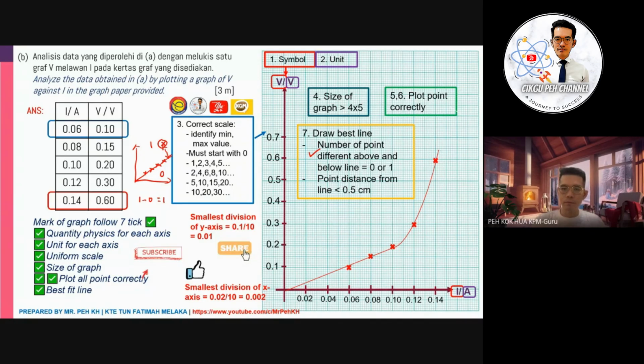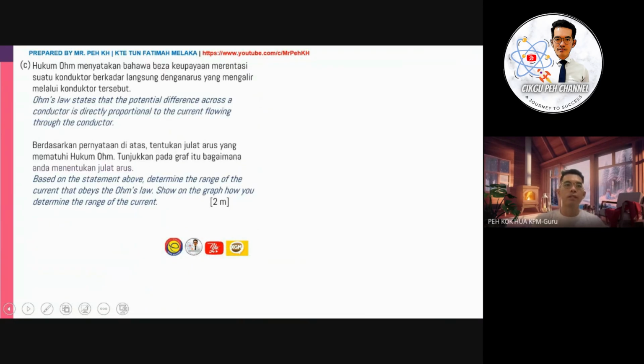Okay, so you can look at the next question here. We are now going to analyze the data. Ohm's law states that the potential difference V across a conductor, which can be ohmic or non-ohmic, when directly proportional to current, will be an ohmic conductor. Based on the statement above, determine the range of the current that obeys Ohm's law. State and show on the graph how you determine the range of the current.